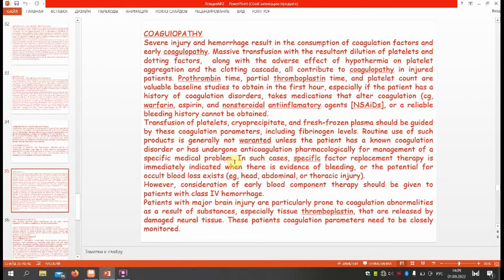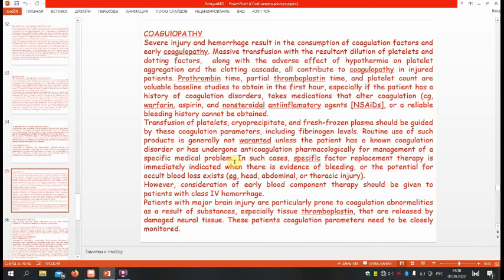Especially if the patient has a history of coagulation disorders, takes medications that alter coagulation, for example, warfarin, aspirin, and non-steroidal anti-inflammatory drugs, or a reliable bleeding history cannot be obtained. Transfusion of platelets, cryoprecipitate, and fresh frozen plasma should be guided by these coagulation parameters, including fibrinogen levels.